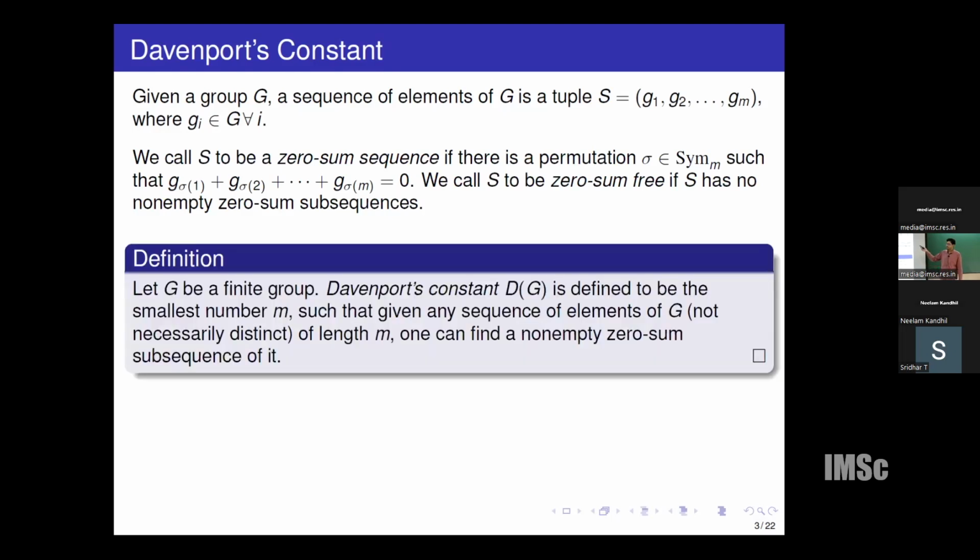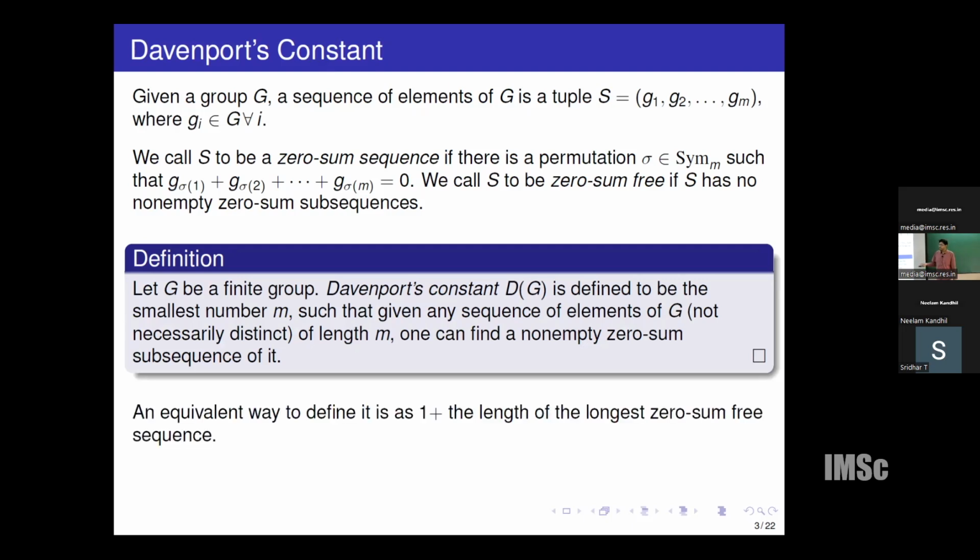And Davenport's constant is defined to be the minimum number D(G), such that if you have a sequence of length D(G), then it is guaranteed to have some subsequence which adds up to 0. Again, in some order, it doesn't need to be in the increasing order only. And yeah, so that's the Davenport's constant. There's an alternate way of defining it as well. We can instead take the length of the longest zero-sum free sequence, and then add 1 to it. That will also be the same as Davenport's constant.